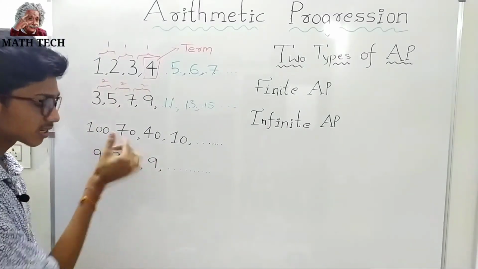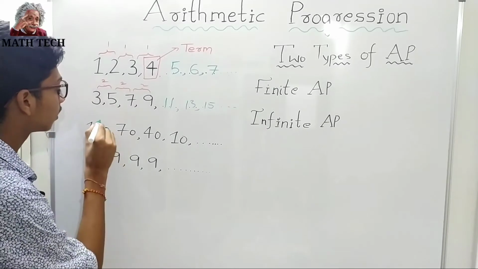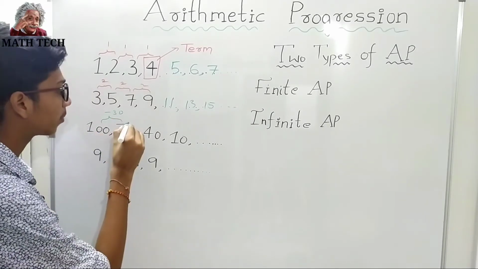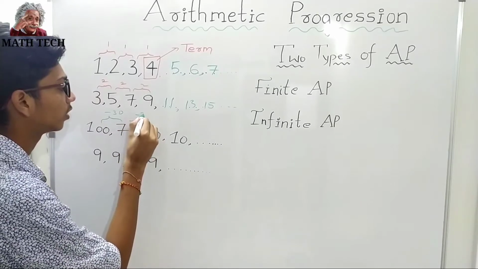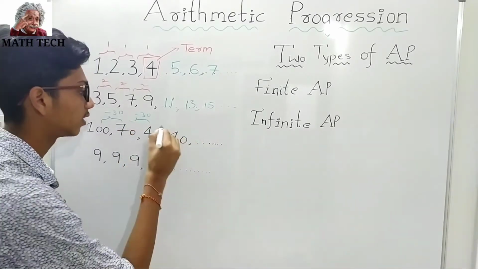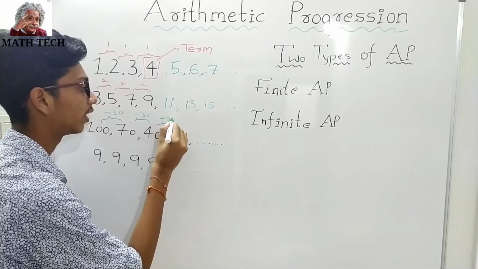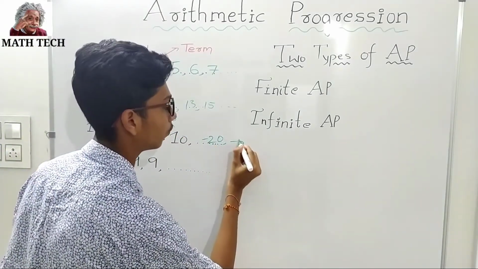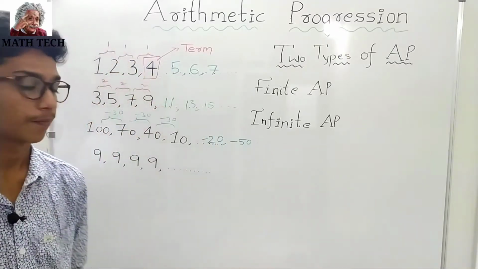In this one also, from 100 it is decreased by 30. So minus 30 gives 70. Again 70 minus 30 is 40, and 40 minus 30 is 10. Then minus 20, minus 50, and it goes on.